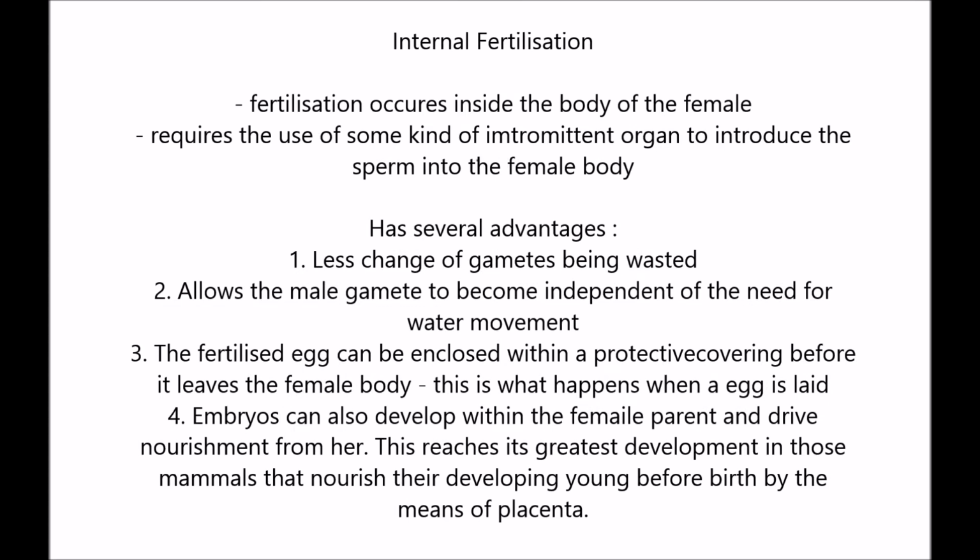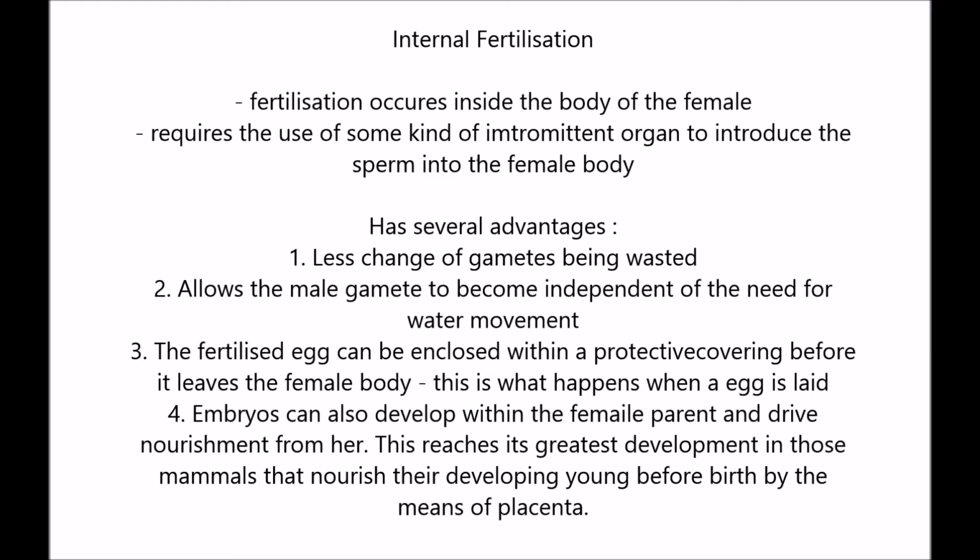Fertilisation occurs inside the body of the female. It requires the use of some kind of intromittent organ to introduce the sperm into the female body. It has several advantages. There is less chance of gametes being wasted. It allows the male gamete to become independent of the need for water movement. The fertilised egg can be enclosed within a protective covering before it leaves the female's body.